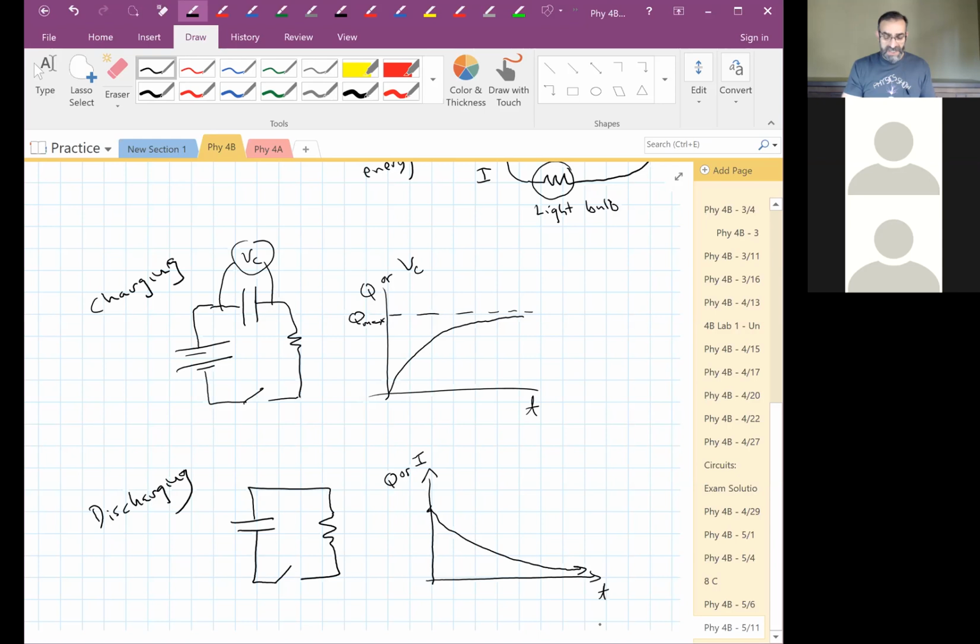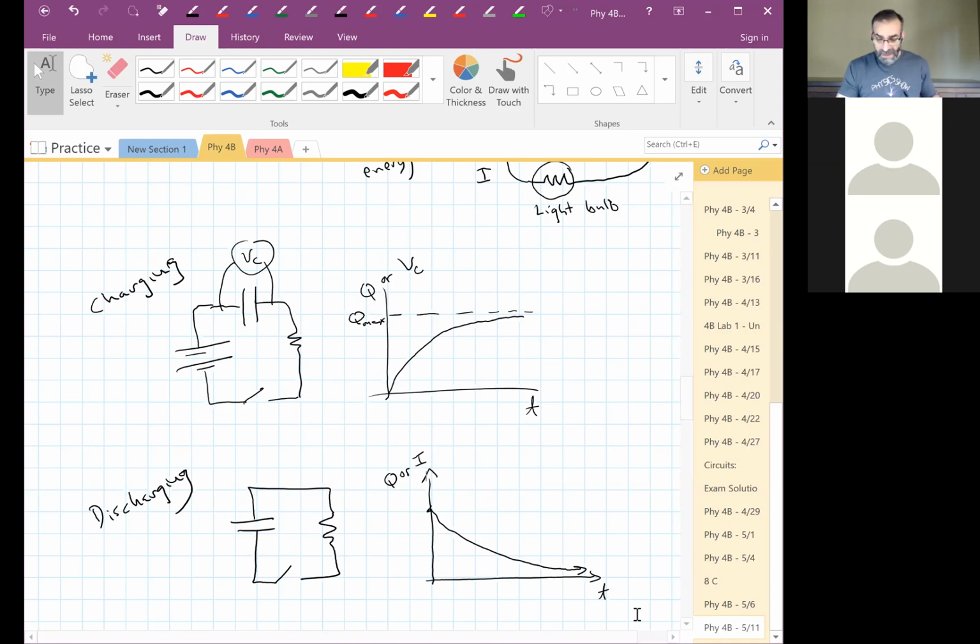The resistance, which is R, right? So if you put a big resistor in the circuit, it takes longer to charge up the capacitor because you're fighting that resistor. If you have a small resistance in the circuit, it charges up relatively quickly. So those are the two things that this depends on, and that's the lab. Okay.